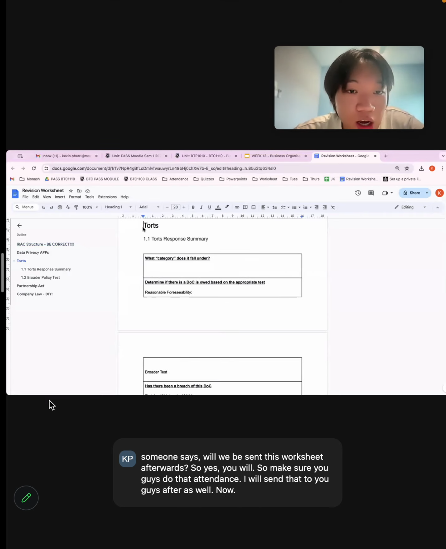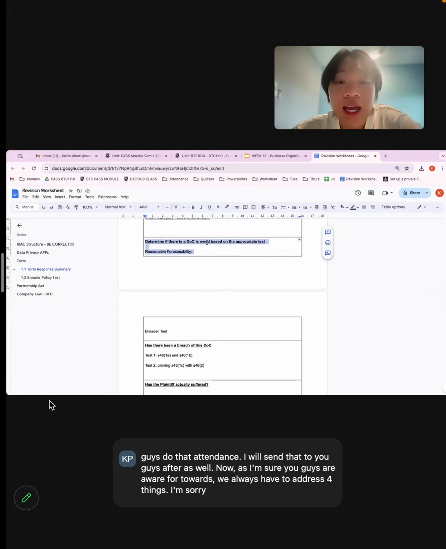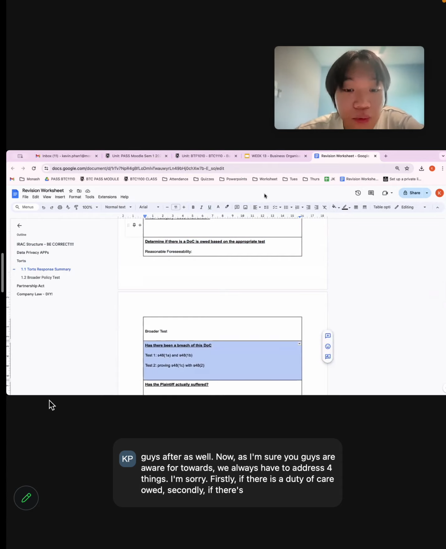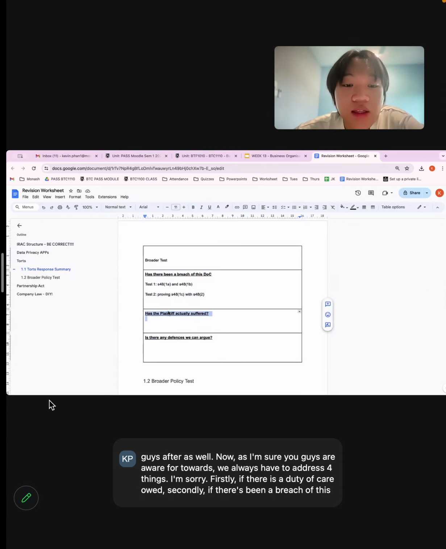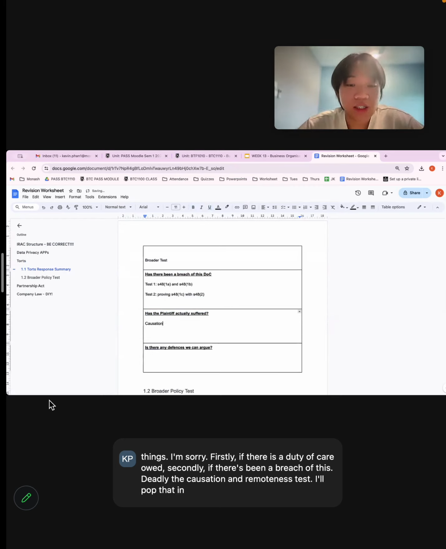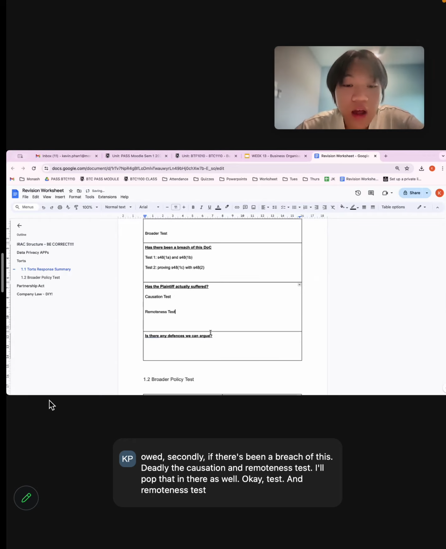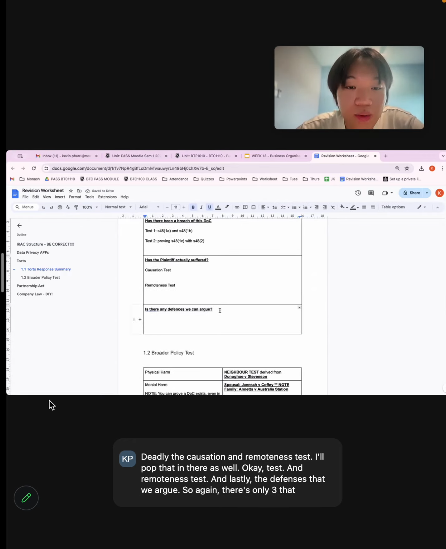Now, as I'm sure you guys are aware for torts, we always have to address 4 things. Firstly, if there is a duty of care owed. Secondly, if there's been a breach of this duty of care. Thirdly, the causation and remoteness test. I'll pop that in there as well. Causation test and remoteness test. And lastly, the defenses that we argue. So again, there's only 3 there as well, 3 defenses.